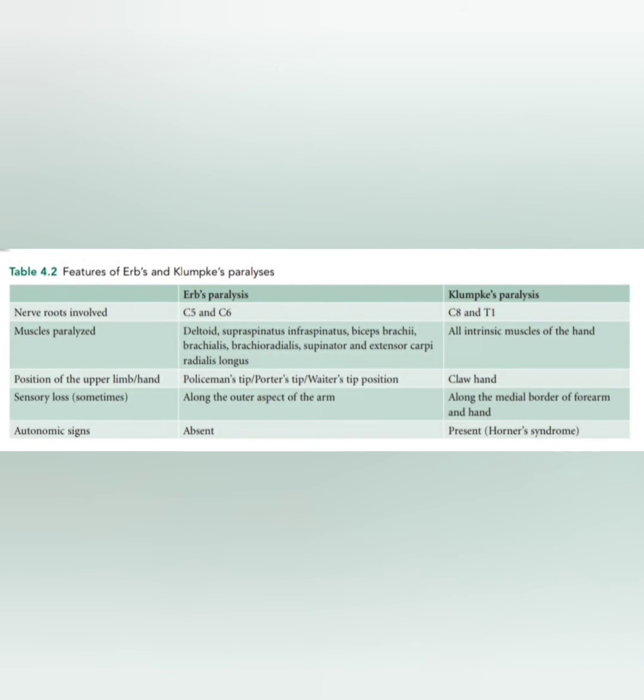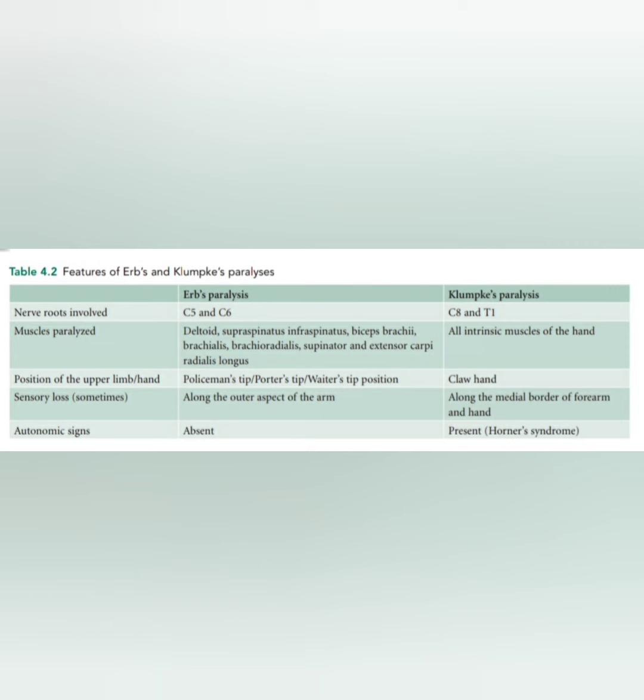Now let's quickly revise the features of Erb's and clumsy paralysis. Nerve roots involved in clumsy paralysis are C8 and T1, sometimes C7. Nerve roots involved in Erb's paralysis are C5 and C6. Muscles paralyzed: in Erb's paralysis, there will be paralysis of deltoid, supraspinatus, infraspinatus, biceps brachii, brachialis, brachioradialis, supinator, extensor carpi radialis longus. Clumsy paralysis, all intrinsic muscles of the hand.